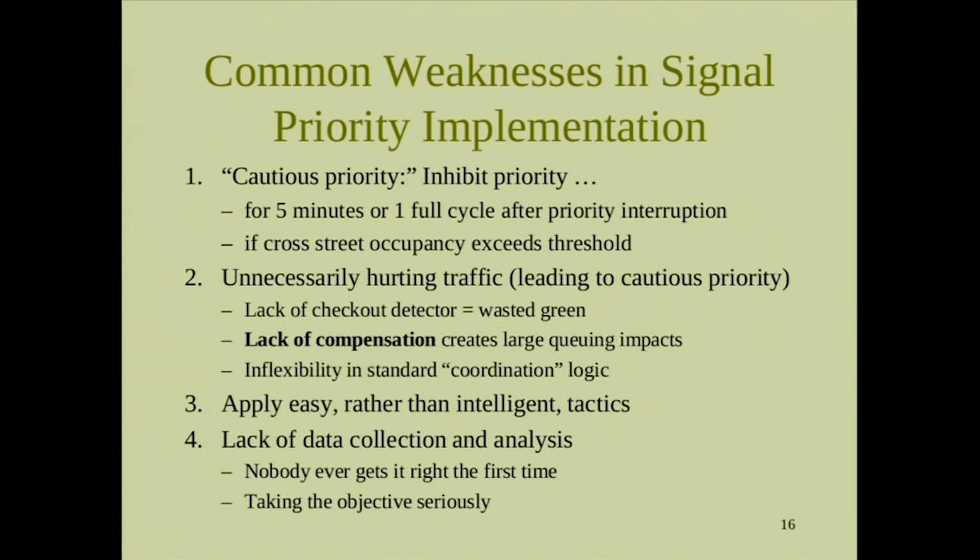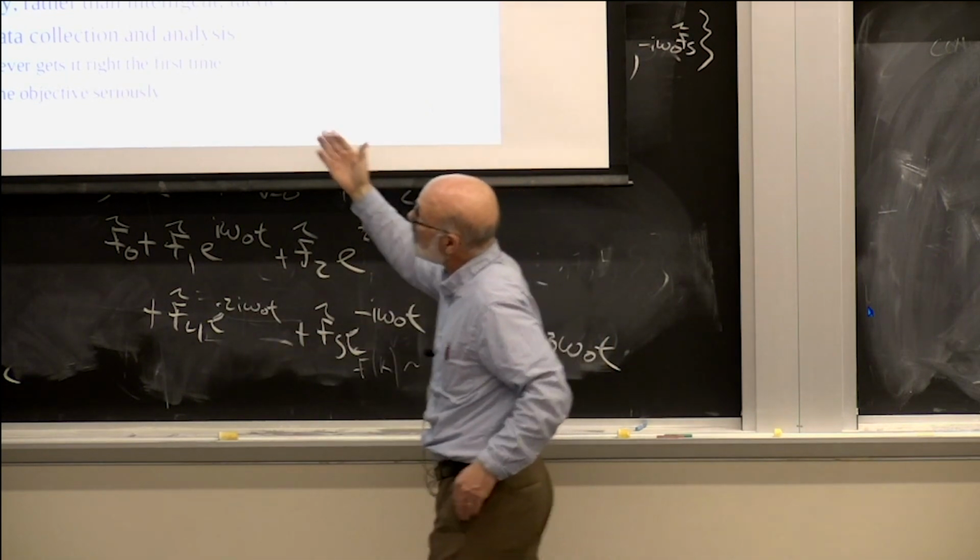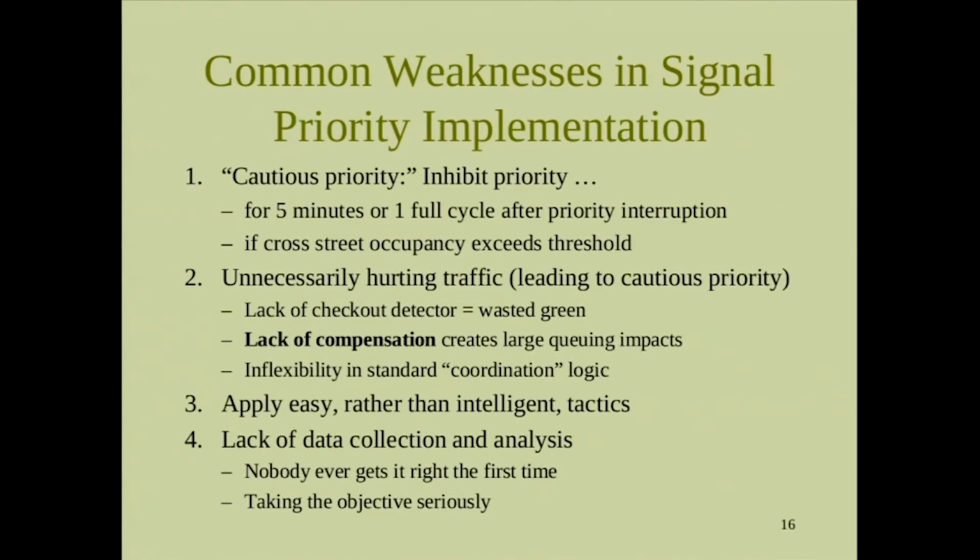Then another weakness is we'll do the easy things. Green extension is easy, so we just do green extension. And then, like I said, if you have near side stops, well, you don't get any benefit. And there are other tactics that are harder to do, but we only do the easy ones.